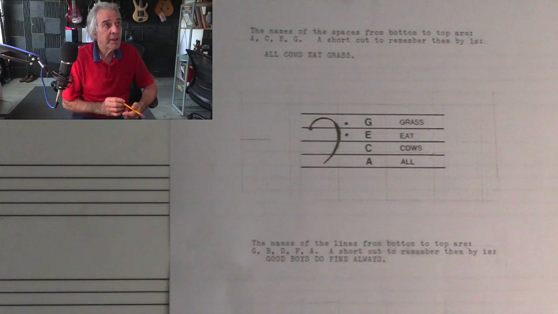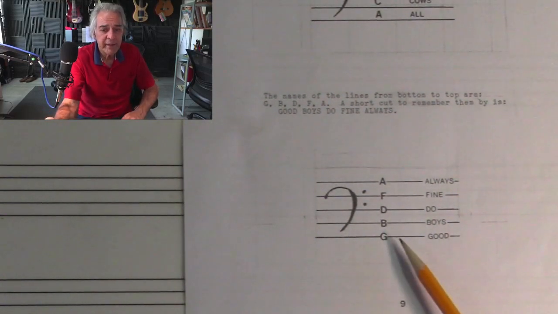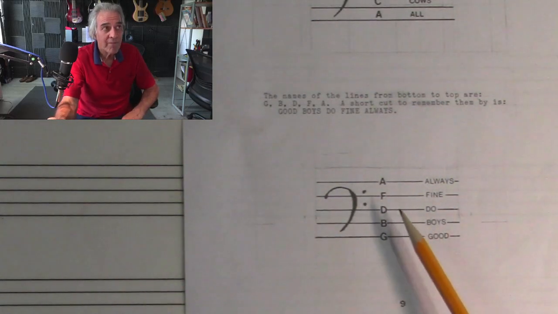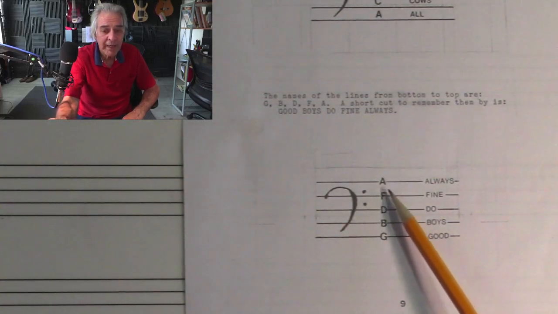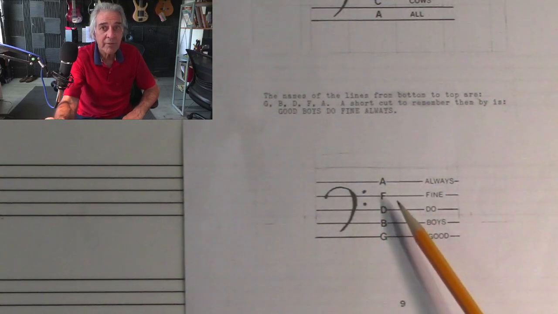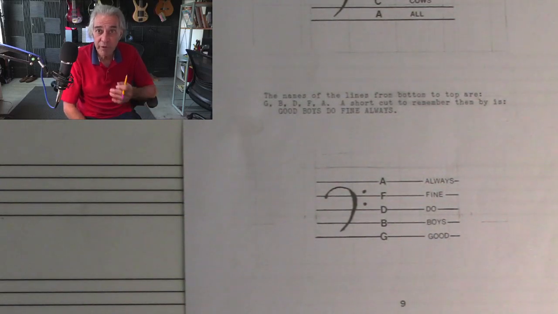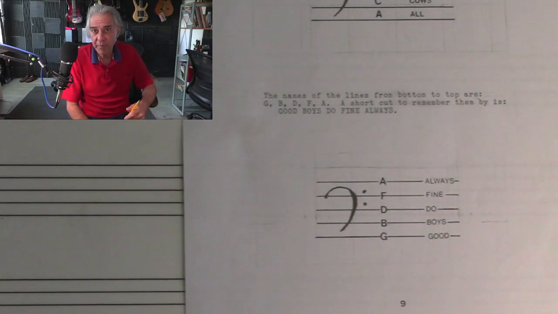Now, let's go for the lines. We'll check those out right here. And we have G, B, D, F, A. So, good boys do fine always. Good boys do fine always. G, B, D, F, A. Those are your lines. You can use that shortcut when you're reading. If you don't know what the note is, just memorize that and find the note. Don't sit there and wonder what that note is. How do I find out? Good boys do fine always, or all cows eat grass for spaces.